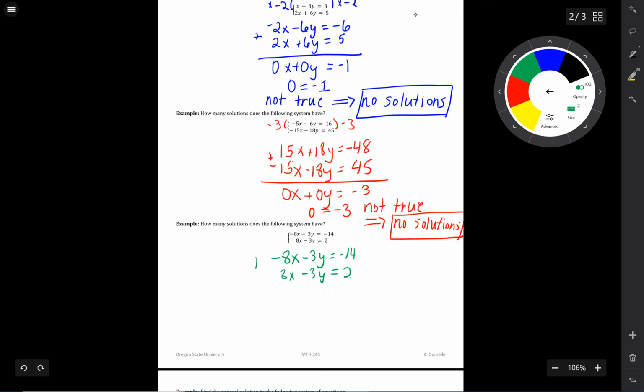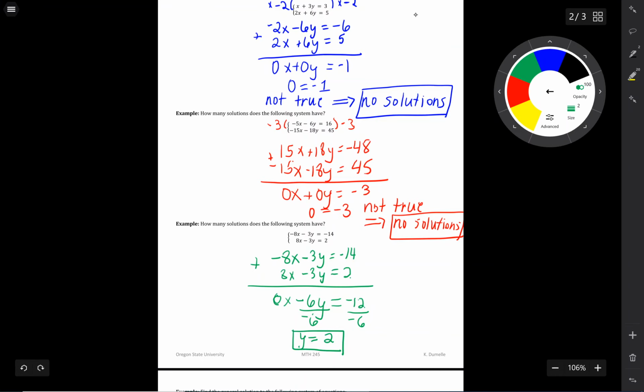Again, perfectly set up for adding. So when I add these two, I have -8x plus 8x equals 0x, exactly what I wanted to happen. And then the y's give me -3y minus 3y is equal to -6y equals -14 plus 2 is equal to -12. So I divide both sides by -6 to get y equals 2.